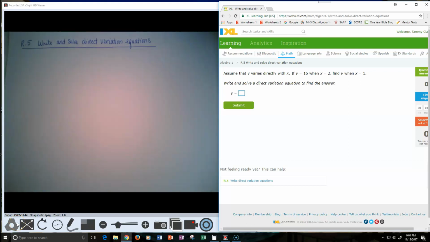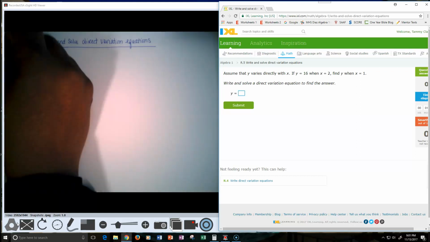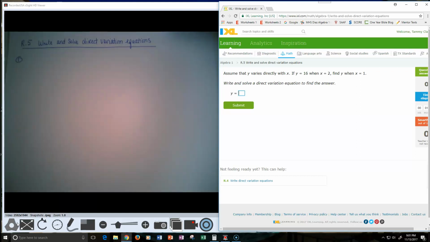All right, let's go ahead and take a look at R5, which says we're going to write and solve direct variation equations. So we're going to assume in our first problem that y varies directly with x, meaning as x goes up, y goes up, or as x goes down, y goes down. If y is equal to 16 when x is equal to 2, find y when x is equal to 1. Write and solve a direct variation equation to find the answer.